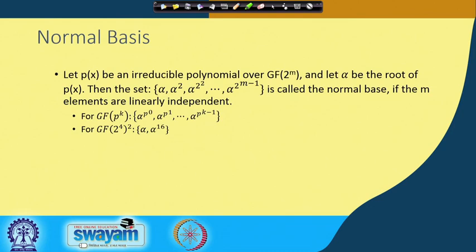That means, for GF(p^k), we can generalize it, where the basis should be alpha to the power of p^0, alpha to the power of p^1, and so on till alpha to the power of p^(k-1). You can easily understand the relation if you plug in p equal to 2 between this and this.